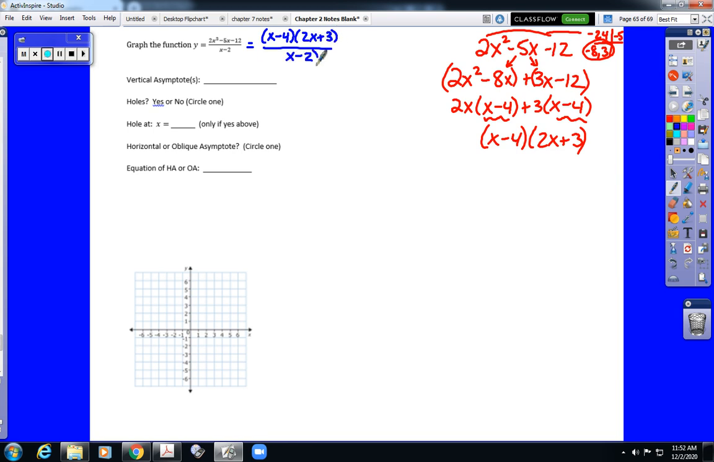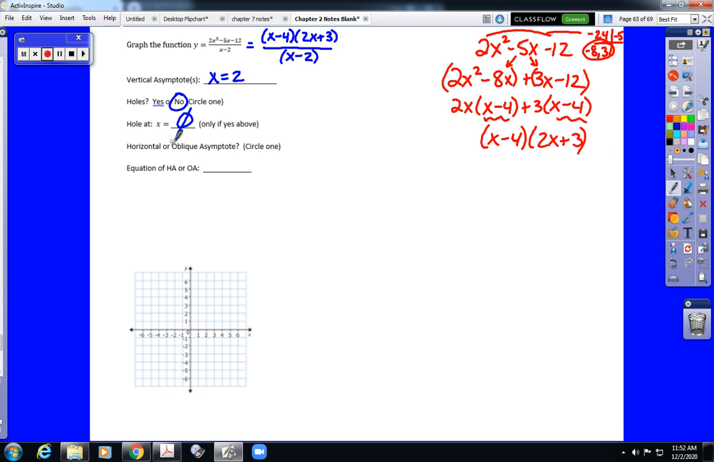So the factored form of our function would be x minus 4 times 2x plus 3 over x minus 2. The big thing here is that the x minus 2 does not cancel, which means we have a vertical asymptote at x equals 2, and we do not have any holes, which means we don't need to worry about that section. There are no holes.